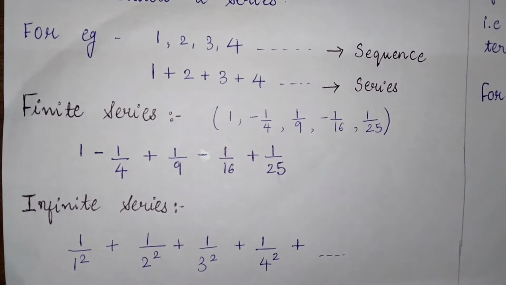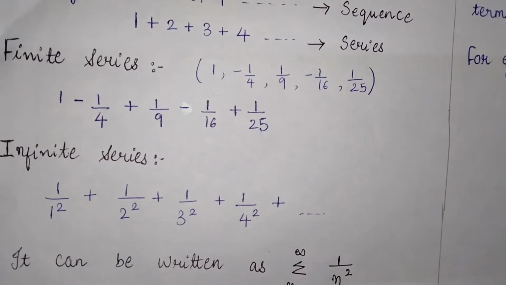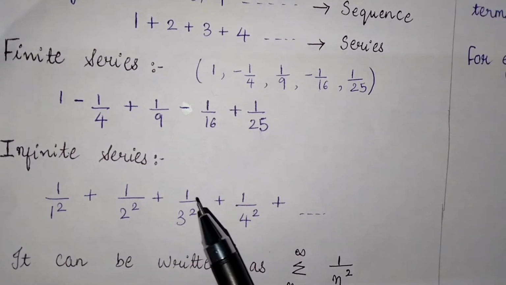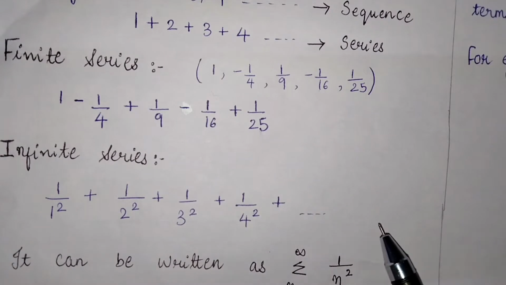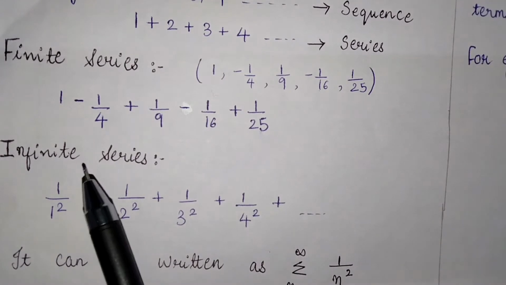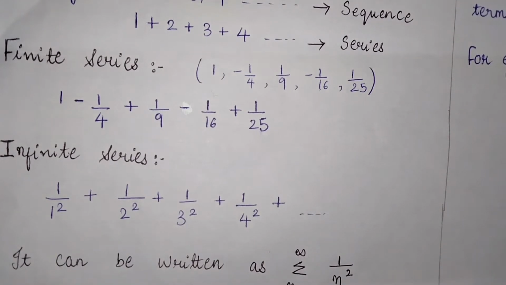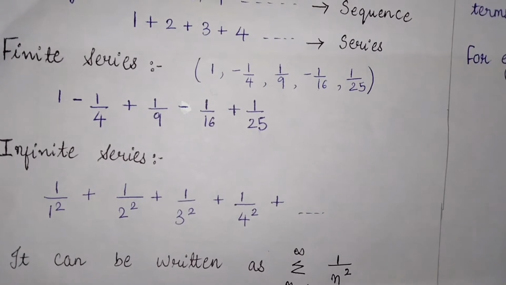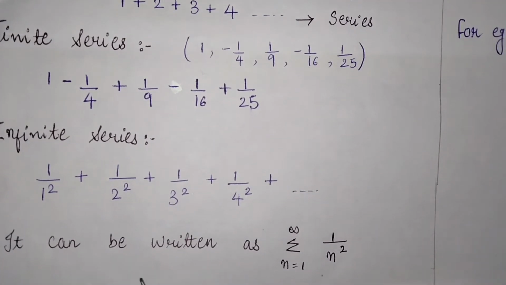And for an infinite series, the series will go up to infinity. That is 1 by 1 square plus 1 by 2 square plus 1 by 3 square, and it will go to infinity. Then it is called an infinite series. For example, this series can be written as summation n equal to 1 to infinity 1 upon n square. An infinite series can be represented in this form.